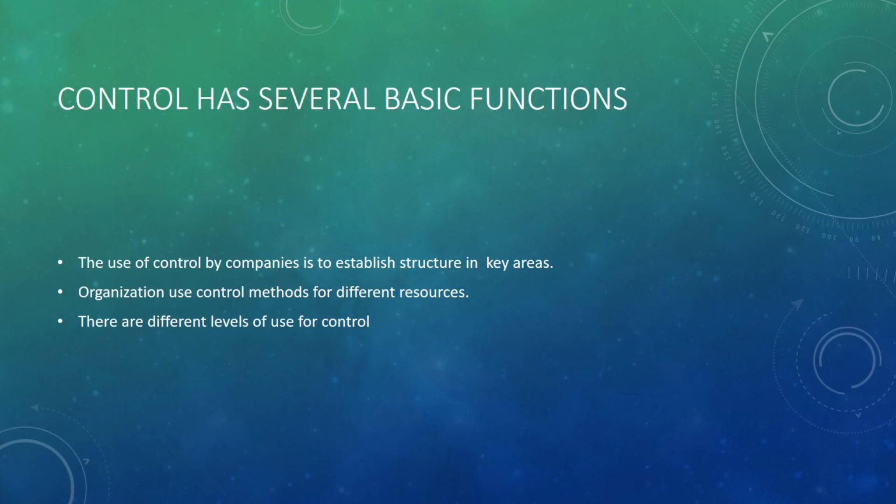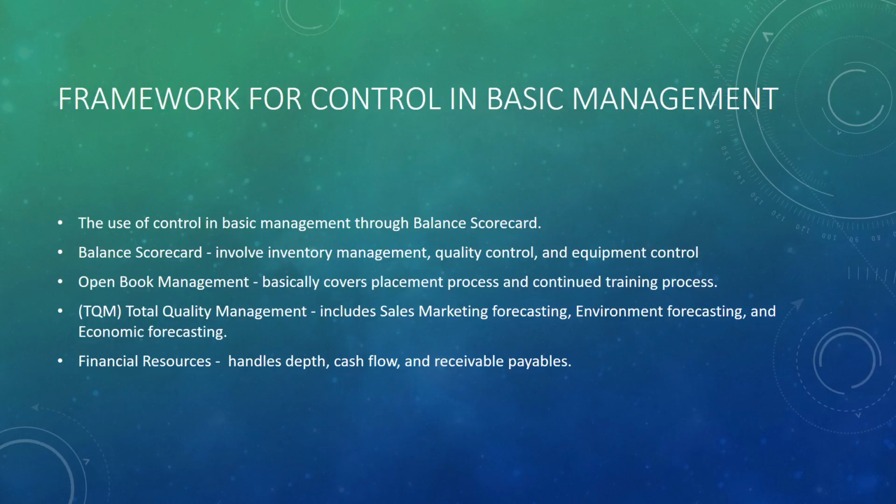Control has several basic functions. These functions are used to help companies control and establish structures in key areas of their company that may need to be changed. Organizations use control methods for different resources and different functions of learning. There are different levels to use in control. The framework for control and basic management.